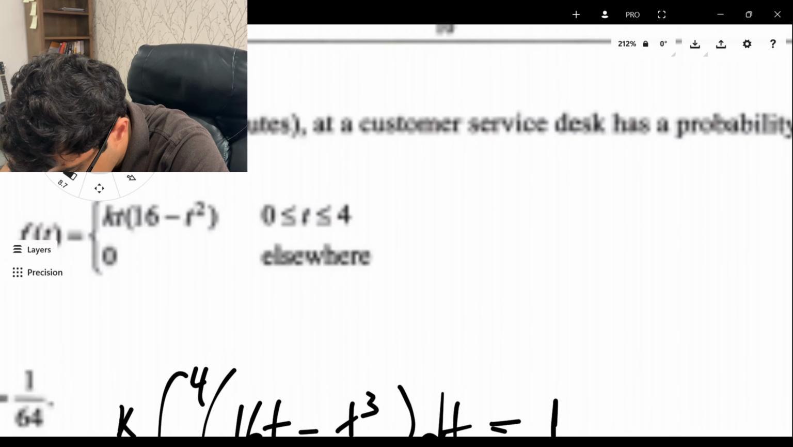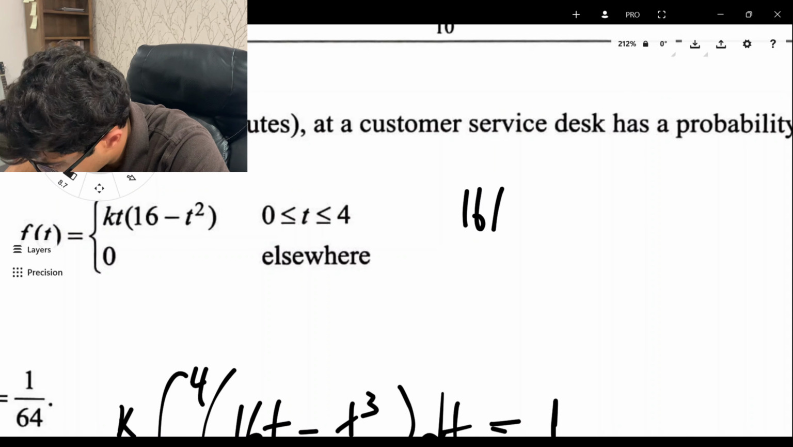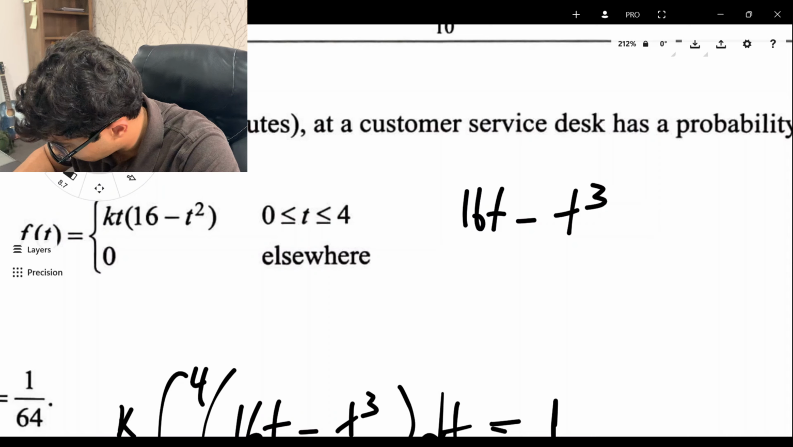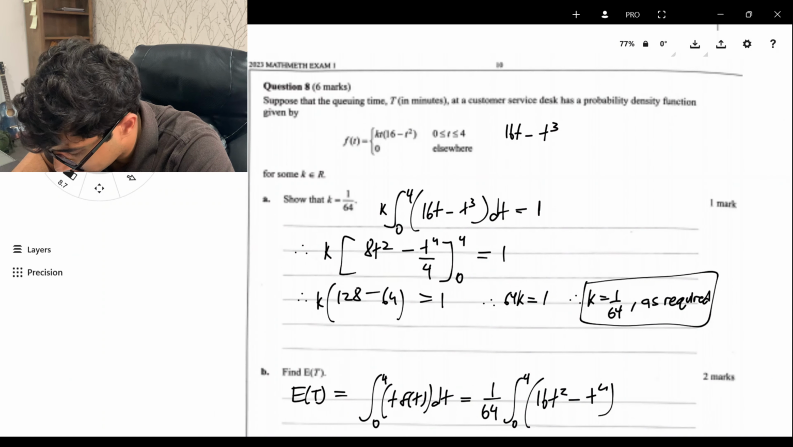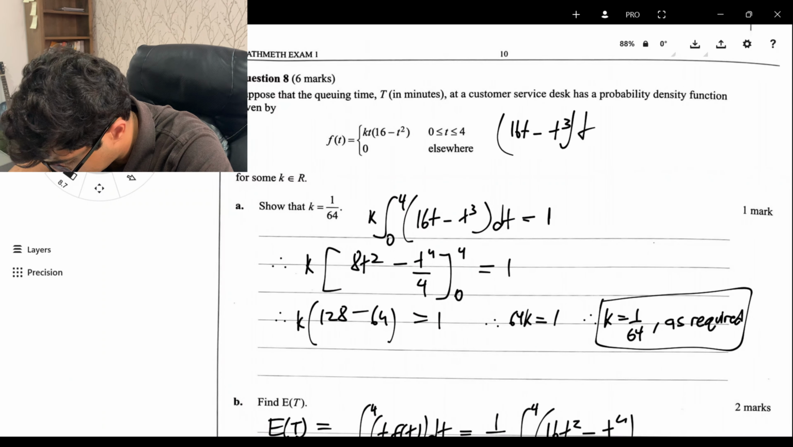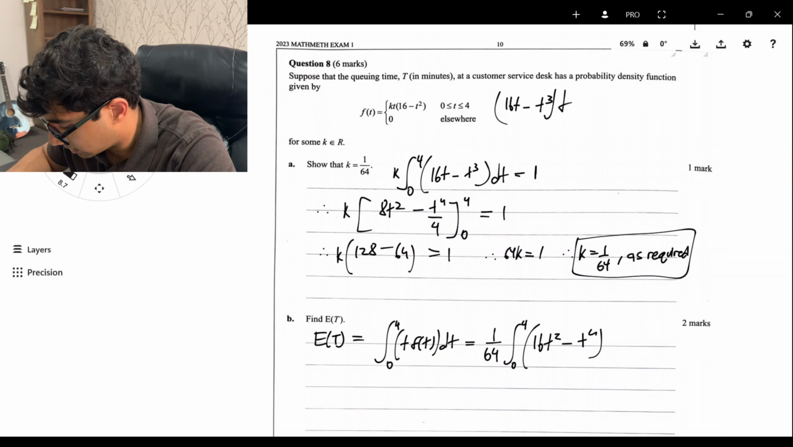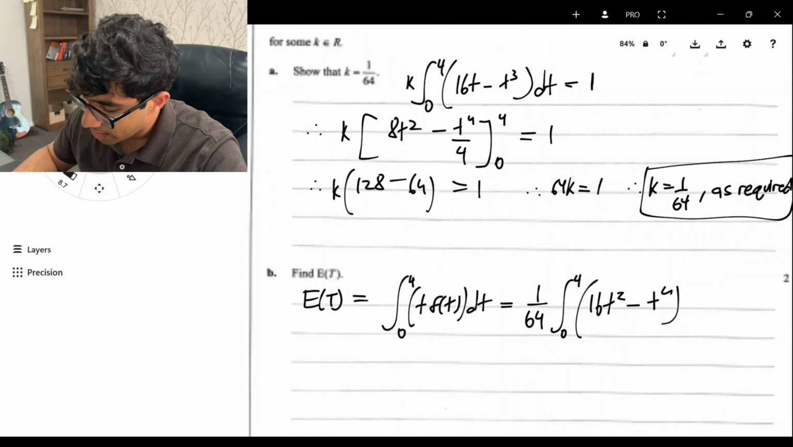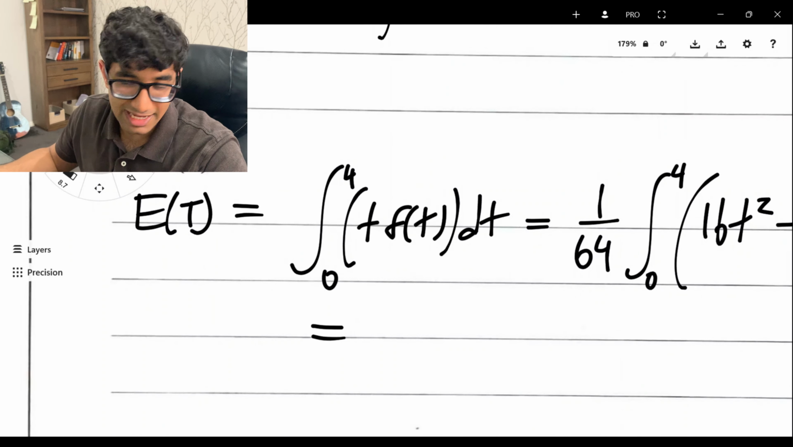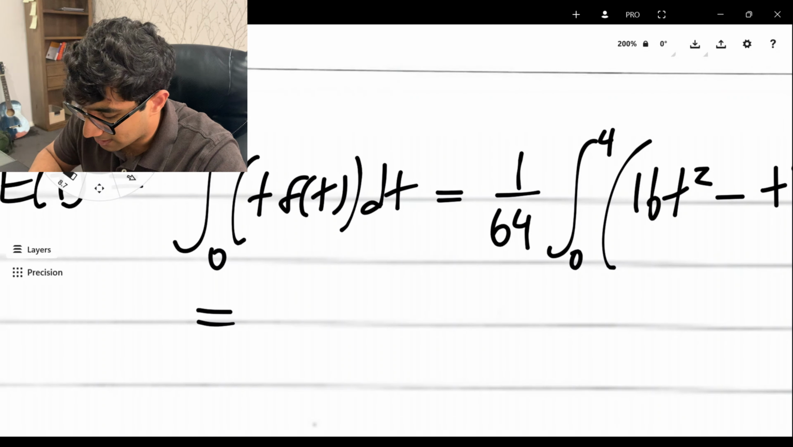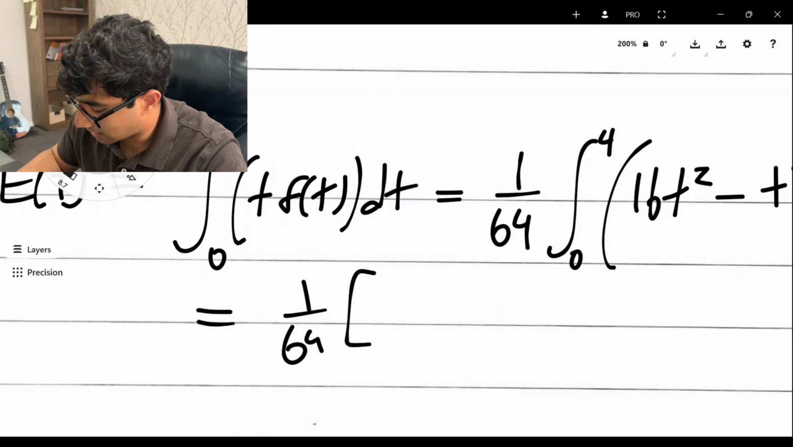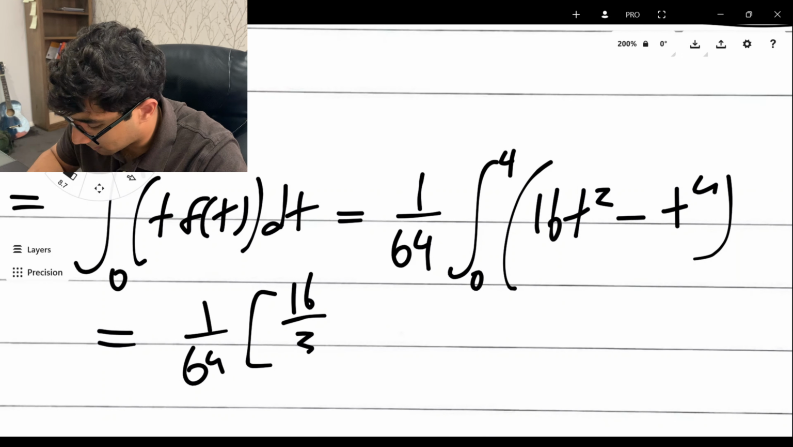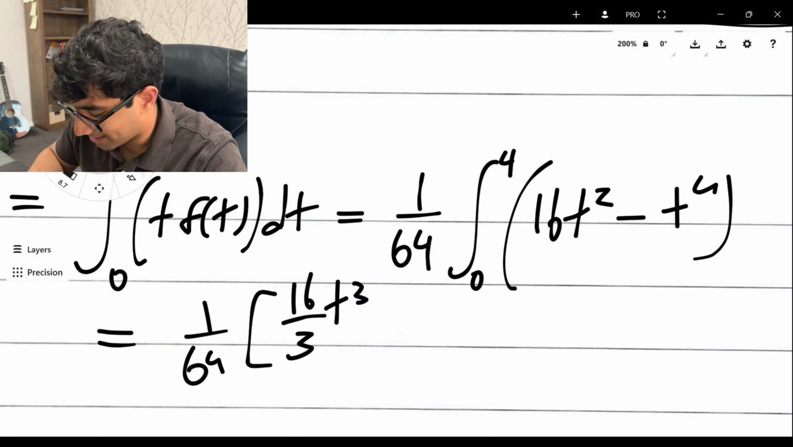So I have 16t minus t cubed. I'm always prone to making algebraic errors in these cases, so I just want to be extra careful that I haven't messed something up. I multiply that by t, yeah, that looks right to me, and then we have 1 over 64 in front. Now all we need to do is expand it out. This algebra is already looking painful, but it is what it is.